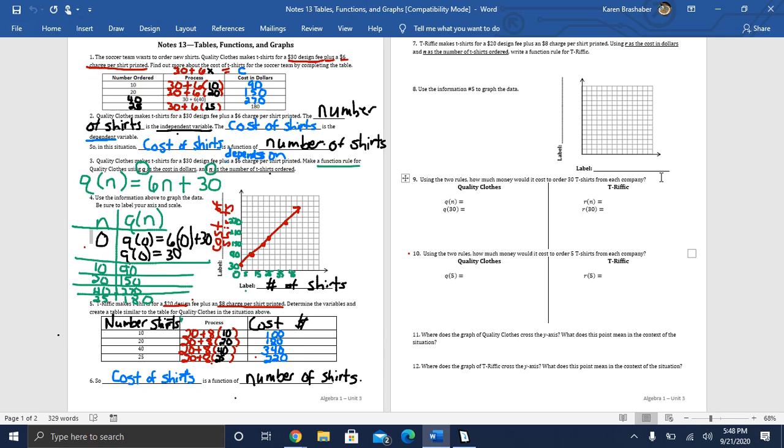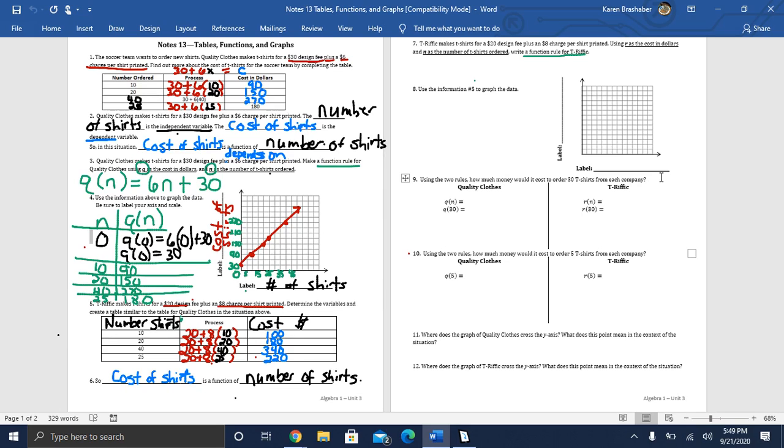So for your notes, you'll need to turn to the back, and I've got it showing on the video so that you can see both the front and the back at the same time, because we're going to be doing some comparisons. So question number 7, which is on the back of your papers, says that they would like for us to use R as the cost in dollars, and again N as your number of shirts, and they'd like for us to write a function rule for this store called T-rific.